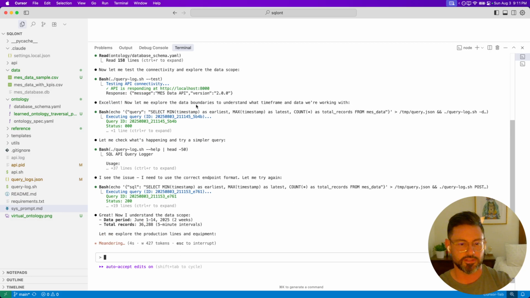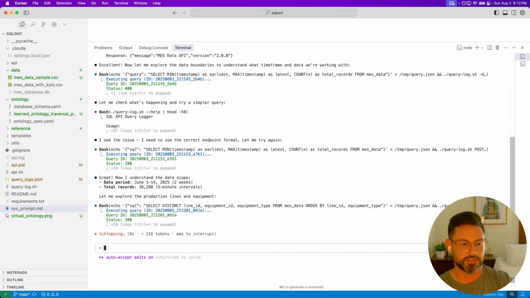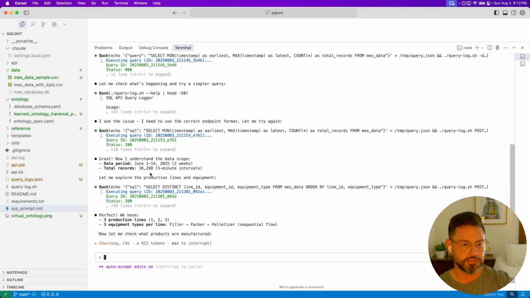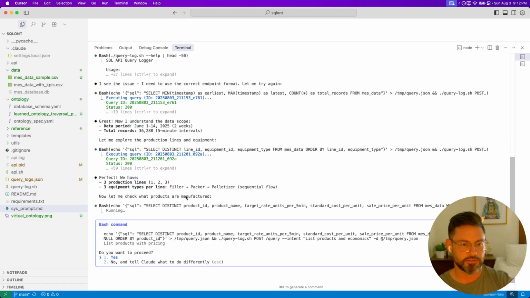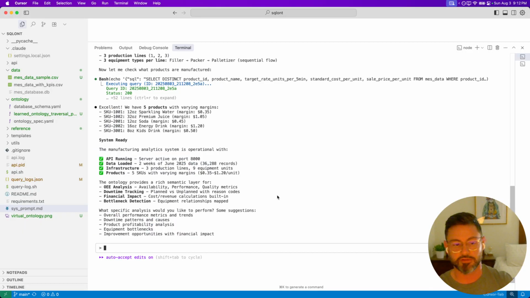It's already correcting itself. It used the wrong endpoint format. Okay, so now it's got this. Okay, and it's going to check what products. So it's basically just getting the quick lay of the land. You could probably put this in a data catalog or another primer to skip this step. But the self-discovery is useful because now it's within its context. It kind of knows how it got there.